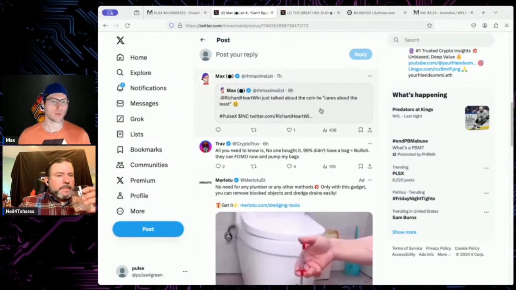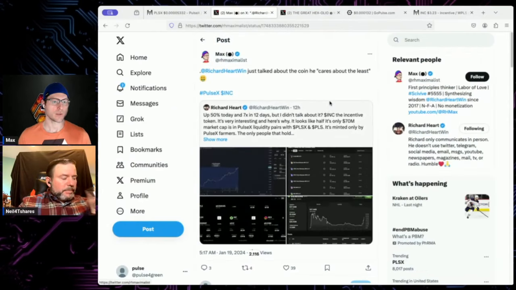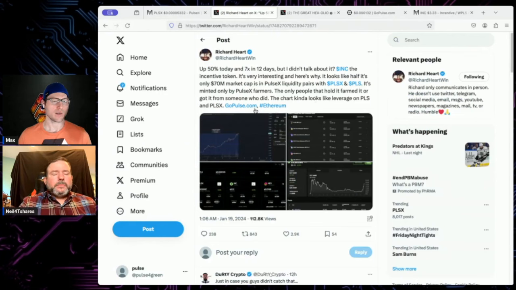I want to bring up this one and just talk about what Richard said. I thought the most interesting part of this was, has he given a hint here? The chart kind of looks like leverage on PLS and PLSX. Is there any hint? Do you read anything into that? Well, kind of. He's just saying the same thing: look at the bond liquidity and how it works, because that's the key.